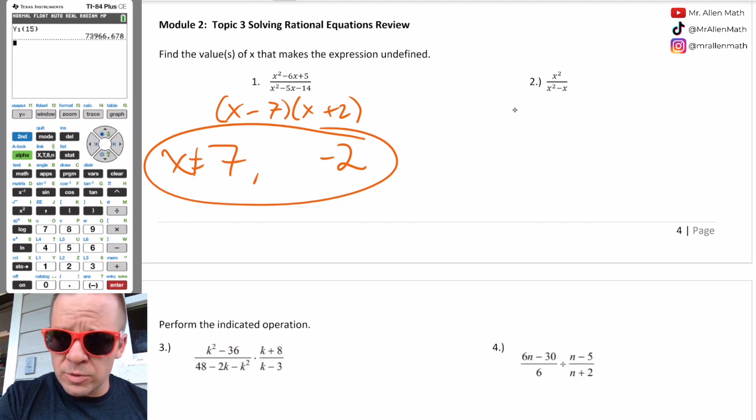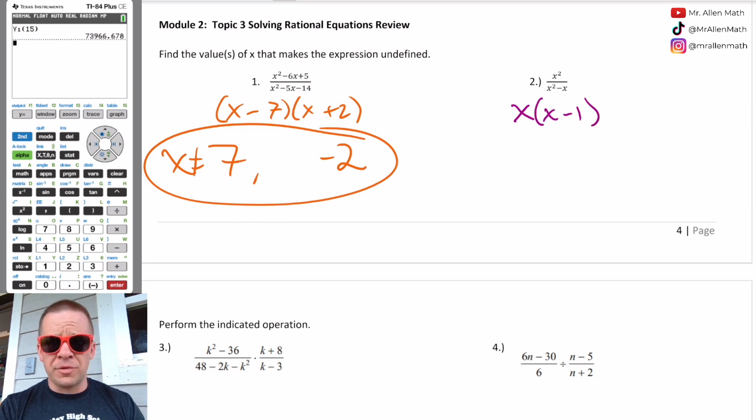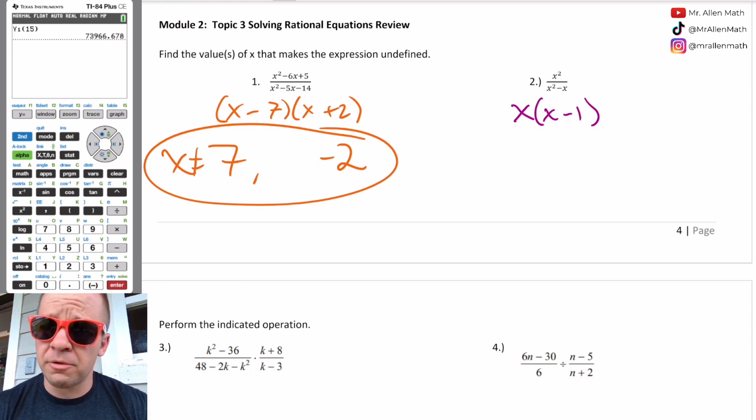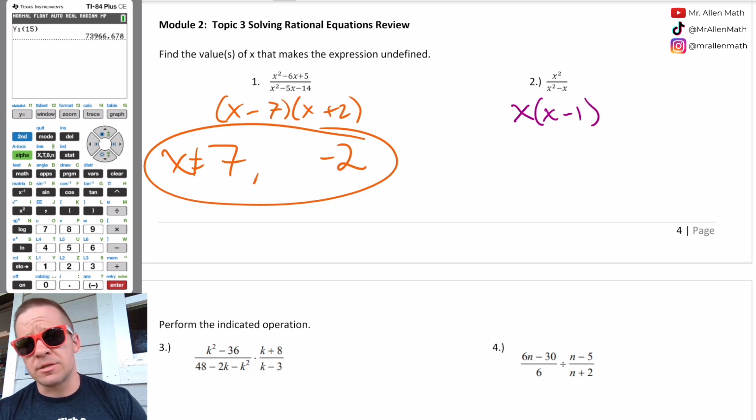But what we can do is factor our denominator, because that's the only thing we're focused on right now. And I'm going to have x times x minus 1. Now, if you were thinking, why do I need that minus 1 there? I took the whole x out. Well, we need a placeholder for that minus x, that negative x. So please make sure you have minus 1 right there, all right?